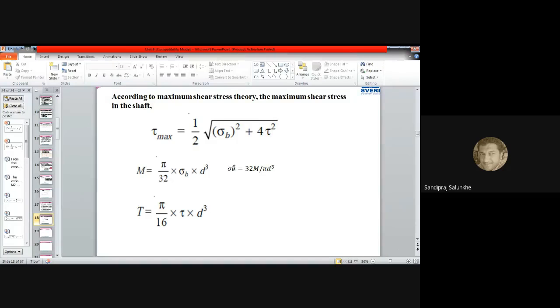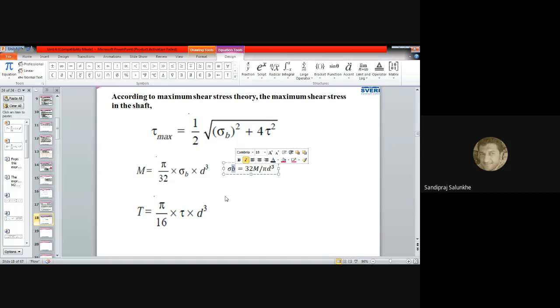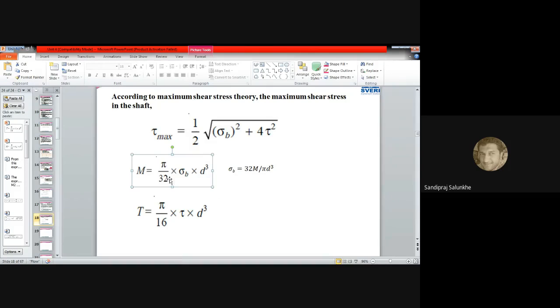Can we write this sigma b? Now, already you know how we calculated this M. M is equal to pi by 32. How did we derive this? M by I is equal to f by y is equal to E by R. Okay, so we have calculated it. F means sigma b by y. From that y we have put d by 2 and I we have put pi by 64 d raised to 4.